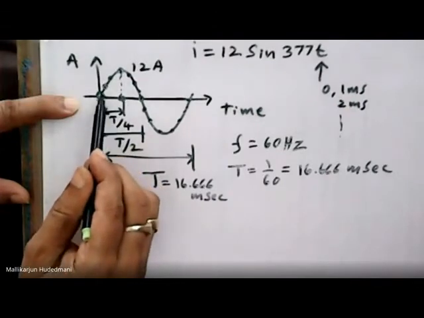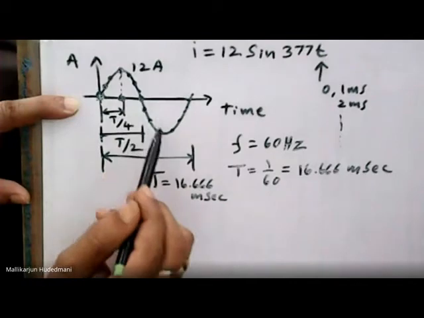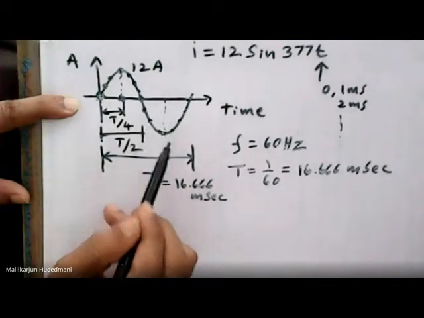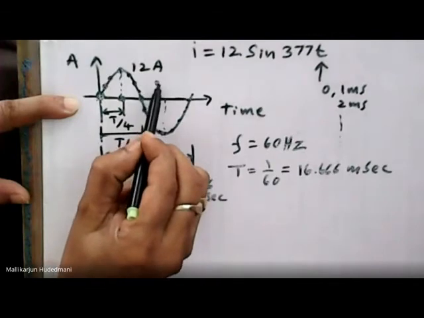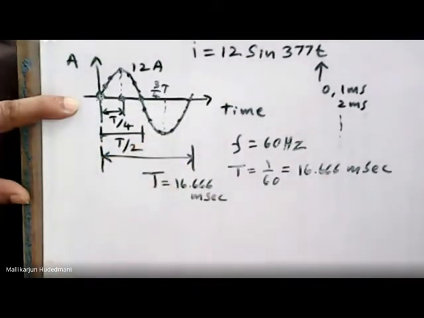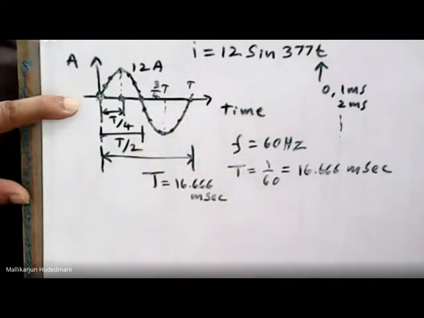0 means the initial point of that. T by 2 means phase reversal. Then when is the negative peak? Negative peak is somewhere here. This is 3 by 4 T, 3/4 of cycle time. Then this is the end of one cycle time, T. As usual, I wrote here.